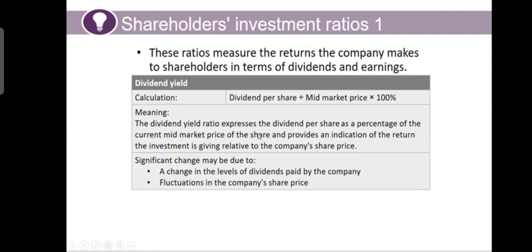The dividend yield ratio expresses the dividend per share as a percentage of the current market price of the share and provides an indication of the return the investment is giving relative to the company's share price. So dividend per share is not really very important, by the way, because EPS is more important. Sometimes a business may not be giving any dividend. You give zero this year. It does not mean that you did not earn. It's just that you did not give.